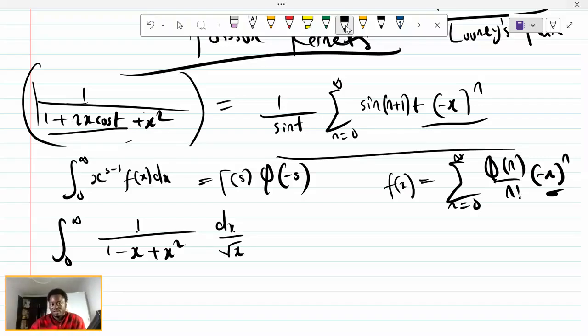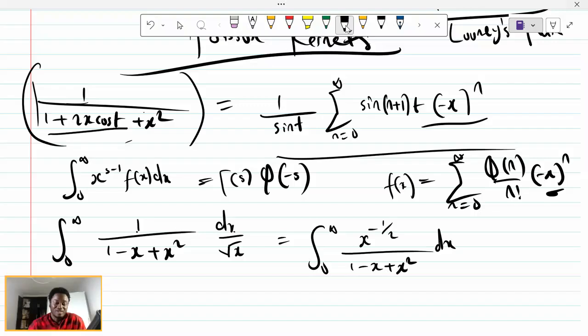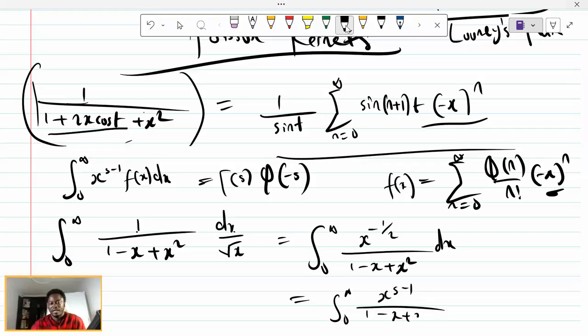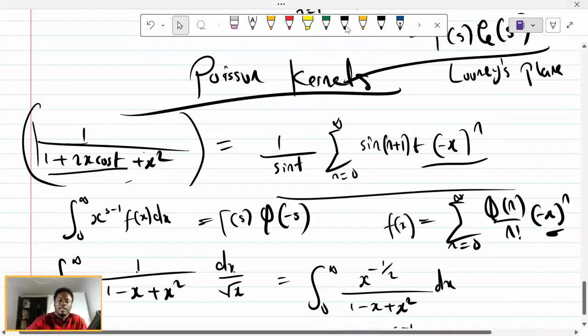I converted it to this form: the integral from 0 to infinity of x to the negative half over 1 minus x plus x squared, dx. Of course, this is related to the Mellin transform, because we can write this as the integral from 0 to infinity of x to the s minus 1 divided by 1 minus x plus x squared, dx.